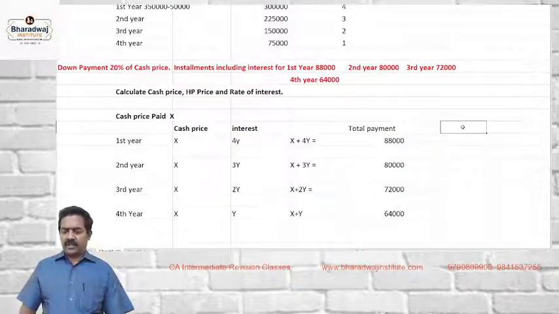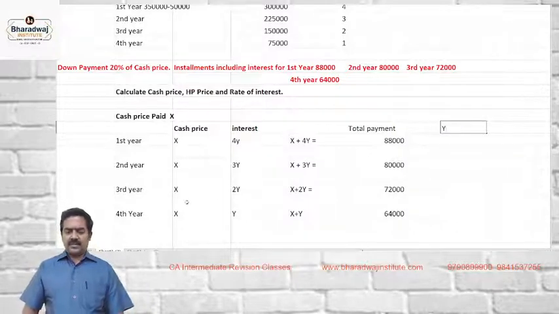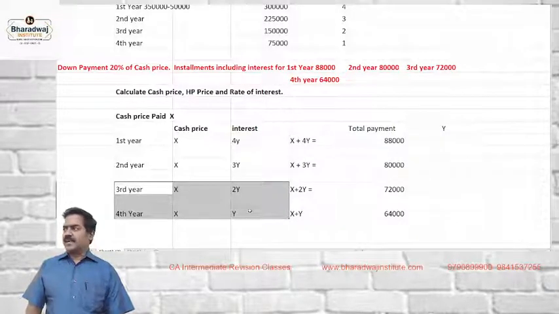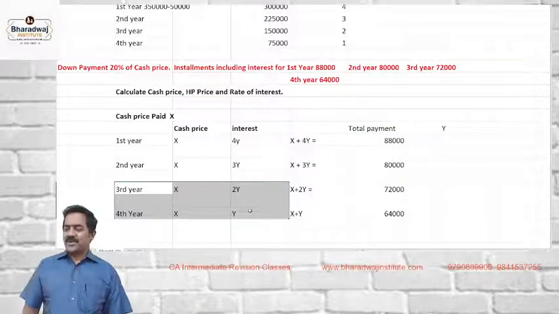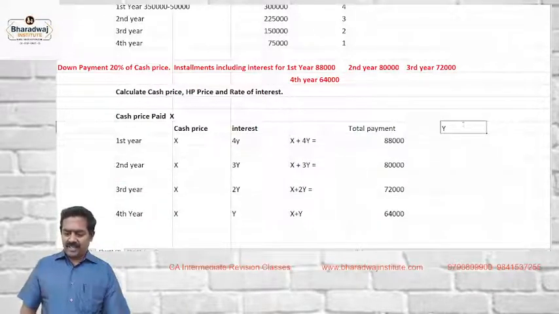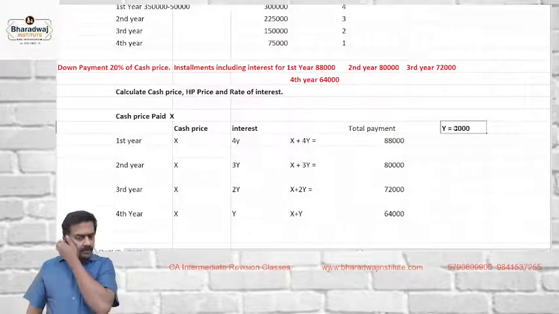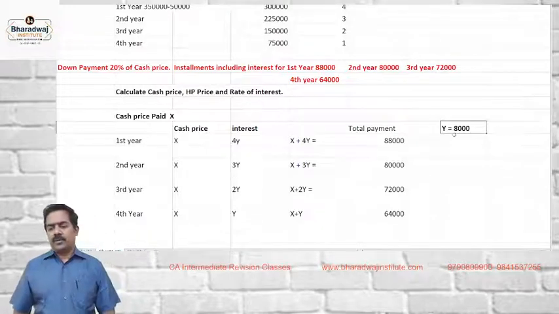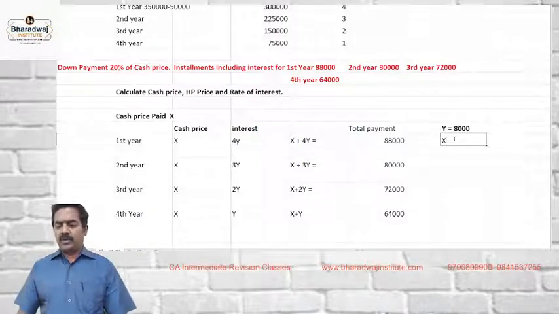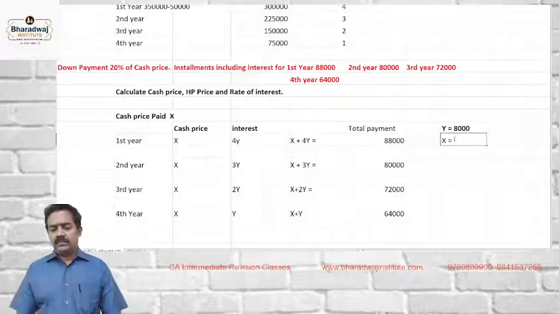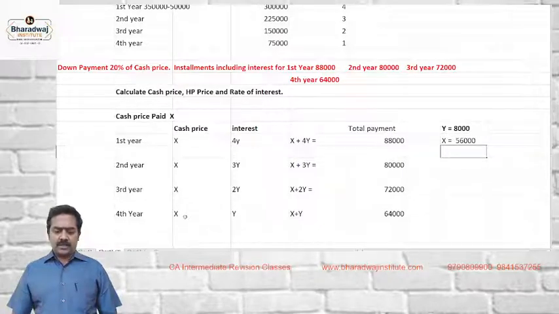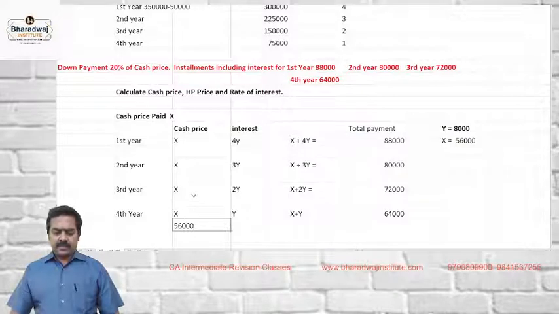What is the value of y you get? Simple. Cancel this: x minus x is 0, 2y minus y, y is equal to how much? Take any 2 years and work it out: 8,000. So y is equal to 8,000. You can substitute in any one and get the value of x, which is 56,000. Each year we are paying 56,000.